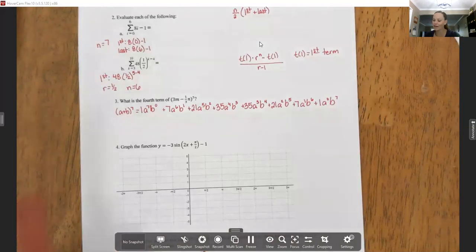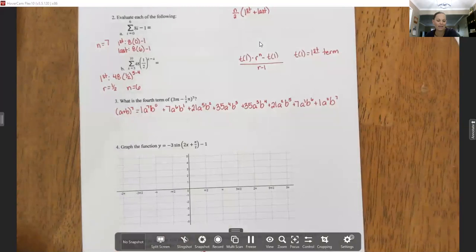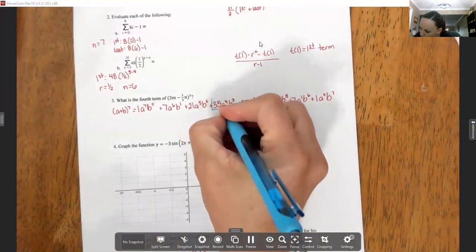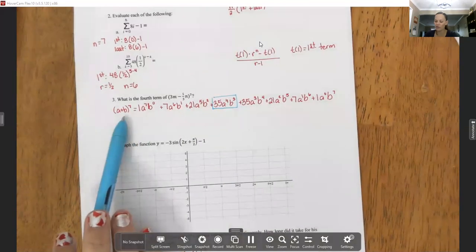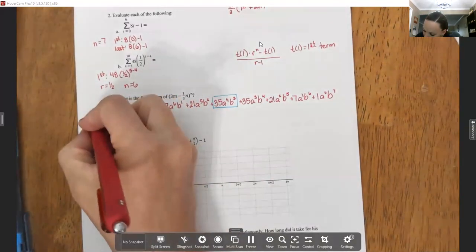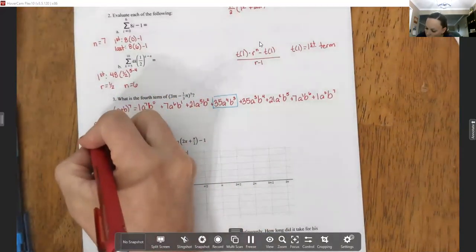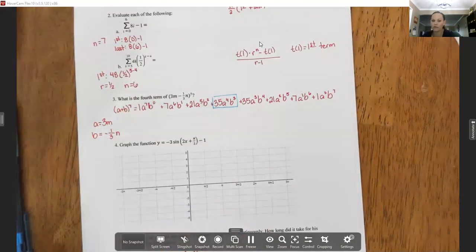So I understand we didn't have to do all that, hopefully, but that doesn't really take that long. We want to know what is the fourth term. So 1, 2, 3, 4. This is the term we are looking at here. But this wasn't our problem. In our problem, our a value is 3m. That's the first term. And our b value is negative 1/3 n.